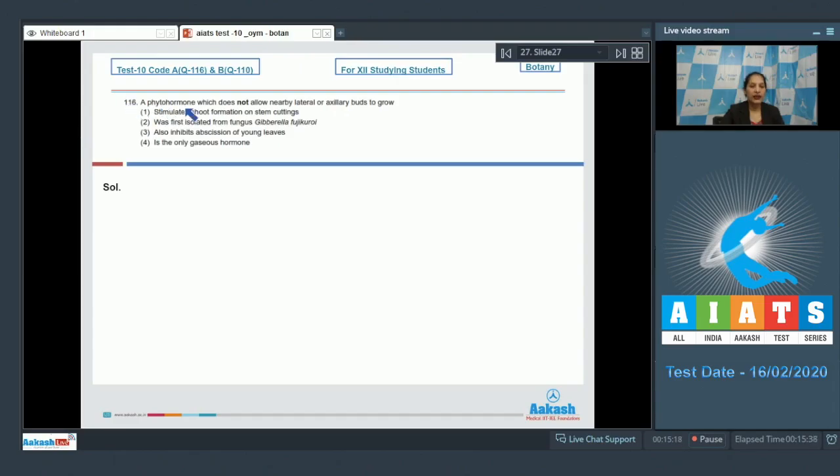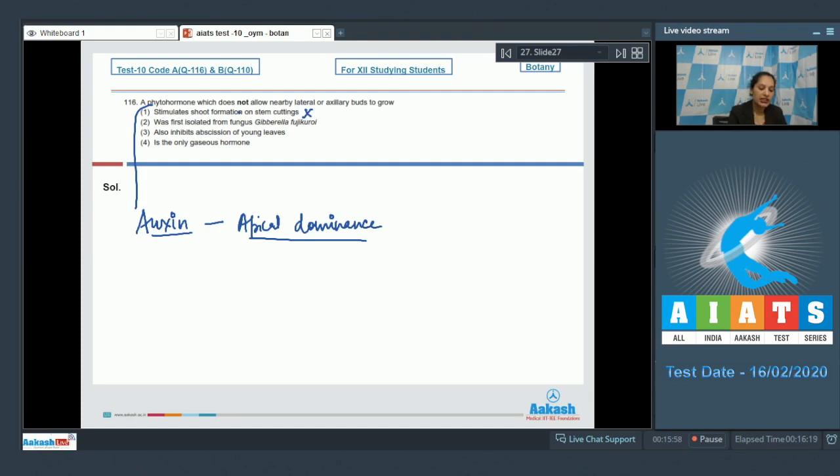Question number 116. A phytohormone which does not allow nearby lateral or axillary buds to grow. Which is this phytohormone? This phytohormone is auxin. This auxin does not allow nearby lateral or axillary buds to grow because it shows apical dominance. When auxin is present, the apical growth takes place and it inhibits the growth of the lateral or axillary buds.